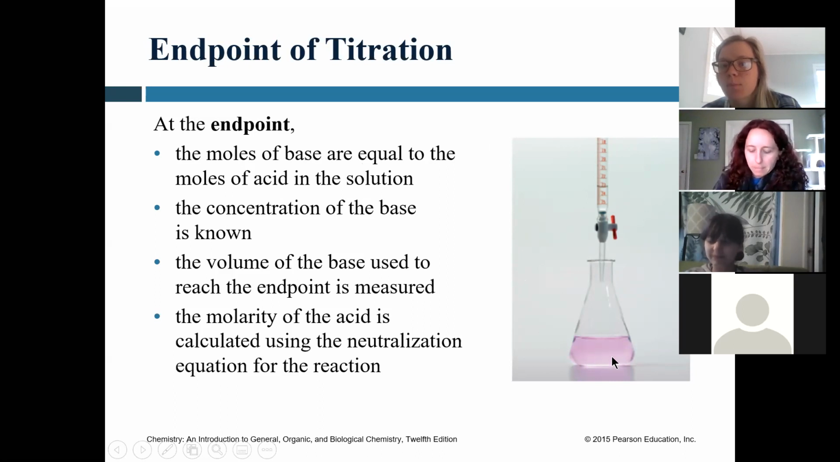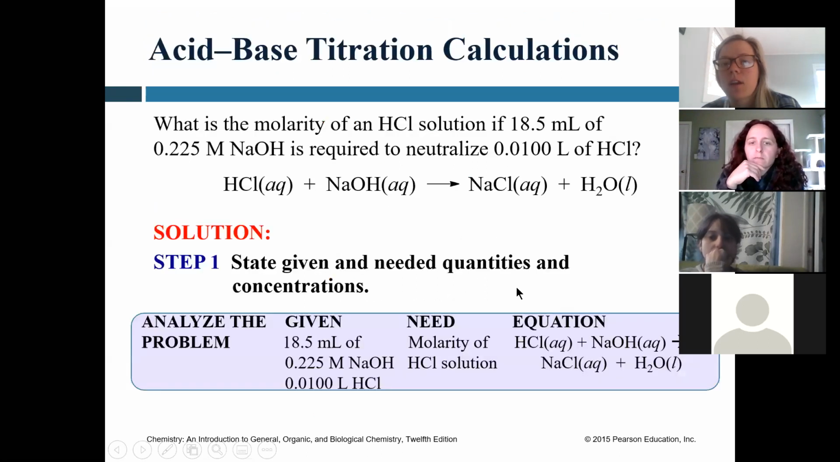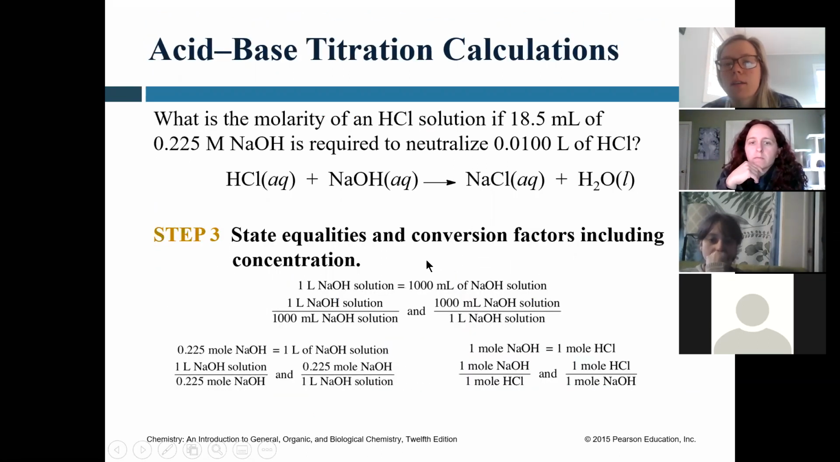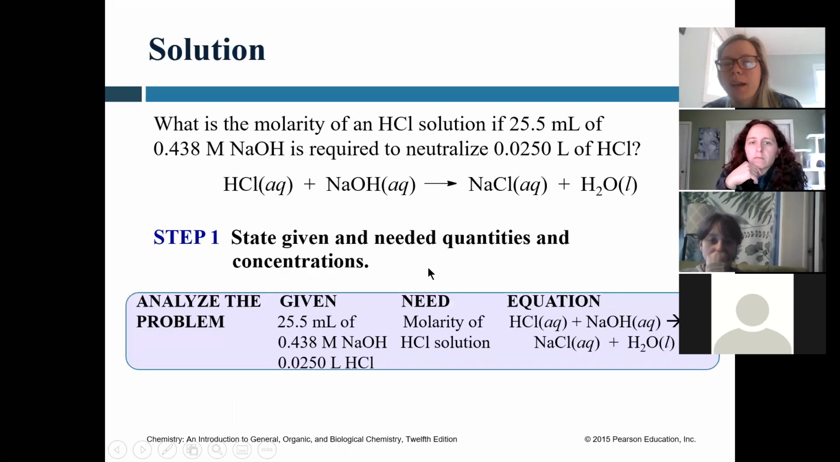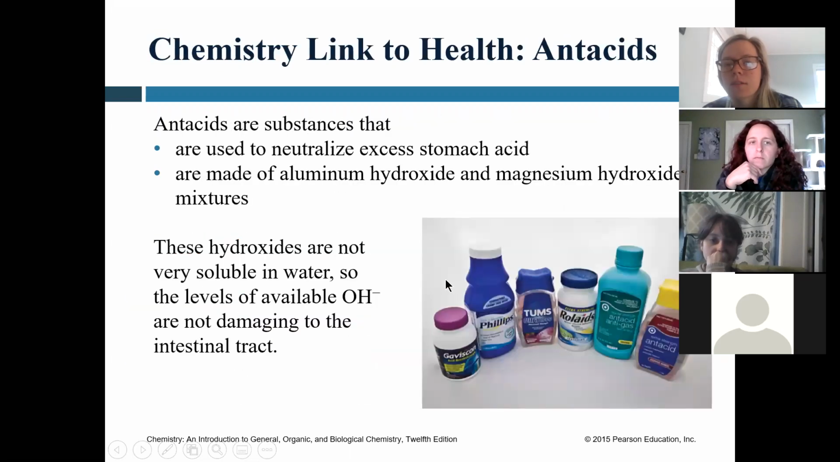If I was to take this pH in here, it would be a pH of 7. Now I know how much of one thing I had to use to neutralize the other thing. If I know how much of one thing I needed to neutralize the other thing, I can do some fun calculations to figure out the unknown. We aren't going to do that, so we're just going to bypass all of this.